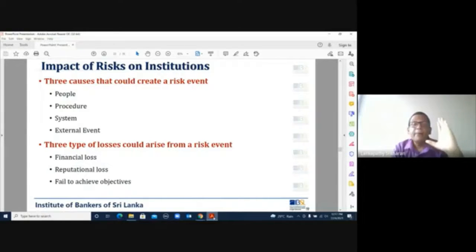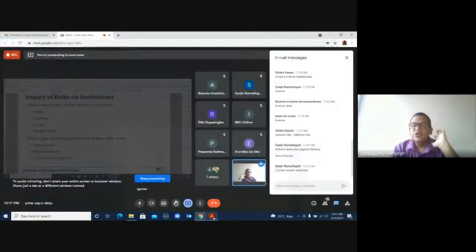These all are applicable to non-financial risk, or particularly operational risk. But this is not related to the financial risk. Financial risk, of course, that only create mainly financial losses. Okay? Any questions you all wanted to ask from me?